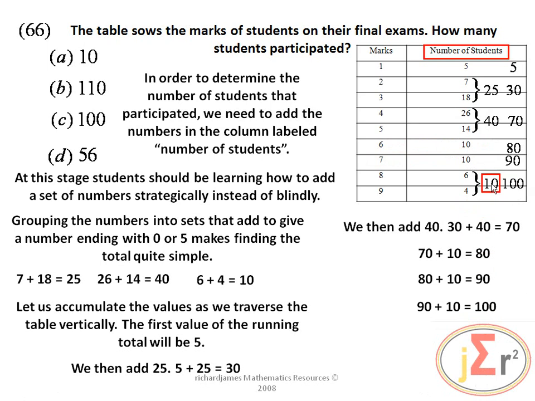So we have 100 students participating. And of course, I'm hoping that you would have realized how easy it is to add those numbers that end with 0. The total is 100. The correct answer is option C.